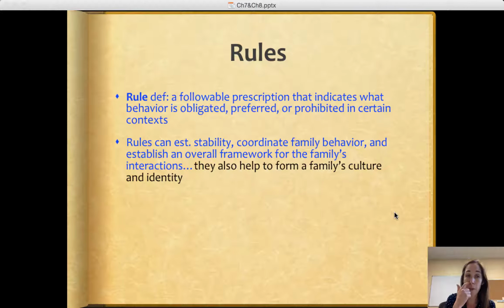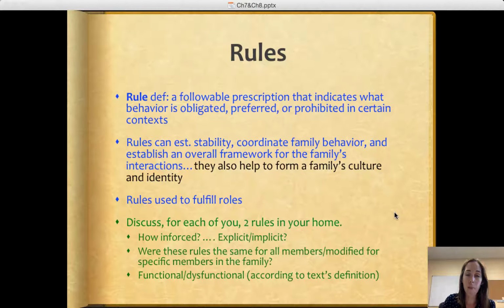Rules help form a family's culture and their identity. We've talked about that before, and I want you to think about your own families, how rules are implied in terms of behavior that's scoffed at or supported. Are they explicitly stated or not? Were those rules the same for all members, or were they modified?